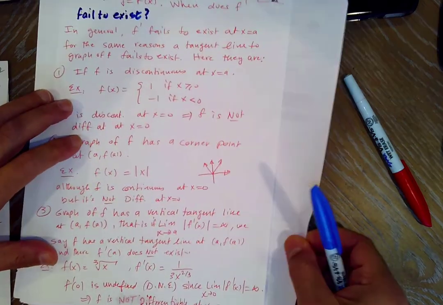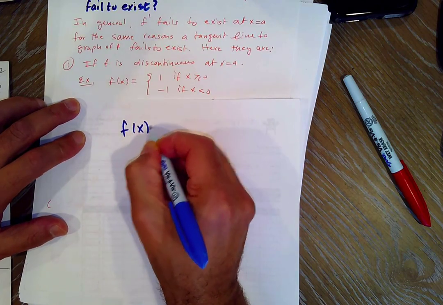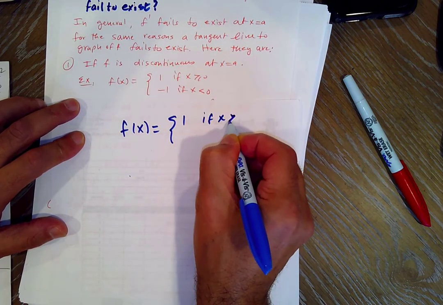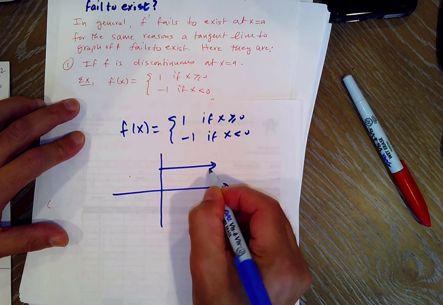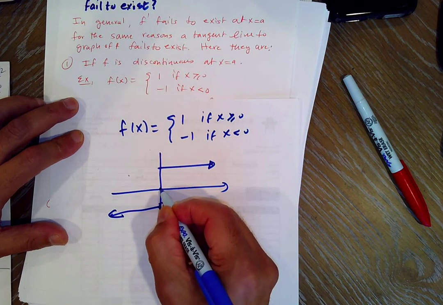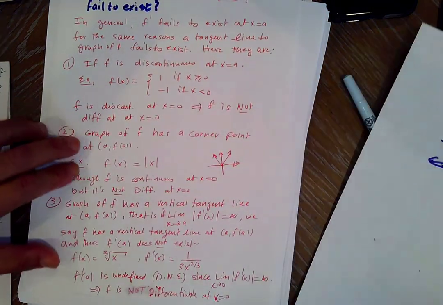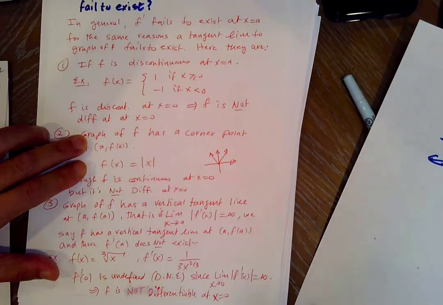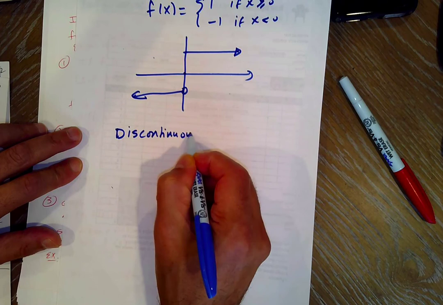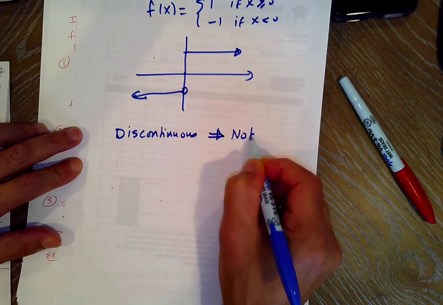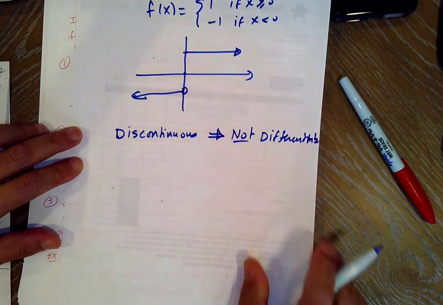If the function is discontinuous, like f of x equals 1 if x is greater or equal to 0, and negative 1 if x is less than 0. So if you draw the graph, obviously, at 0, you can't do anything. So you can't do a tangent line. So it's not differentiable at 0, okay? Discontinuous implies not differentiable. So if there is no continuity, that means no derivative.